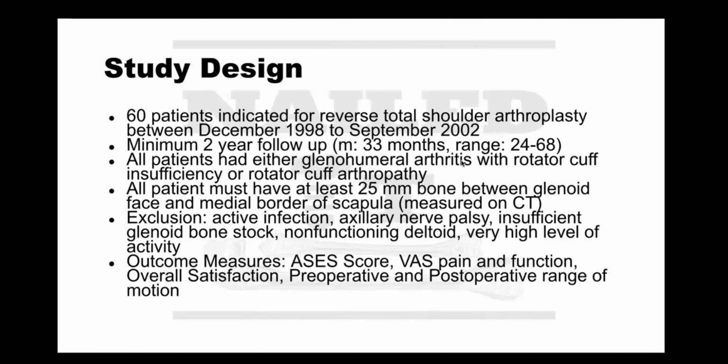So this was 60 patients in a consecutive series that were indicated by the first author for a reverse shoulder arthroplasty. This is between December of 98 and September of 2000. All of these patients had either glenohumeral arthritis with rotator cuff insufficiency or rotator cuff arthropathy.